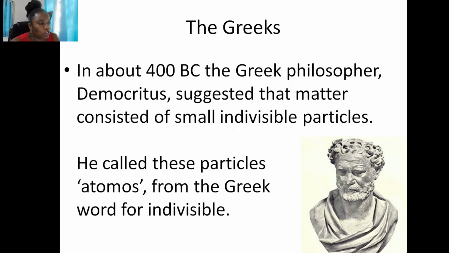In about 400 BC, there was a Greek philosopher by the name of Democritus, and he suggested that matter consisted of very small particles that couldn't be chopped up any further. So those were the smallest particles, he then said, that were known to man, okay? And he called these particles atomos, from the Greek word indivisible.